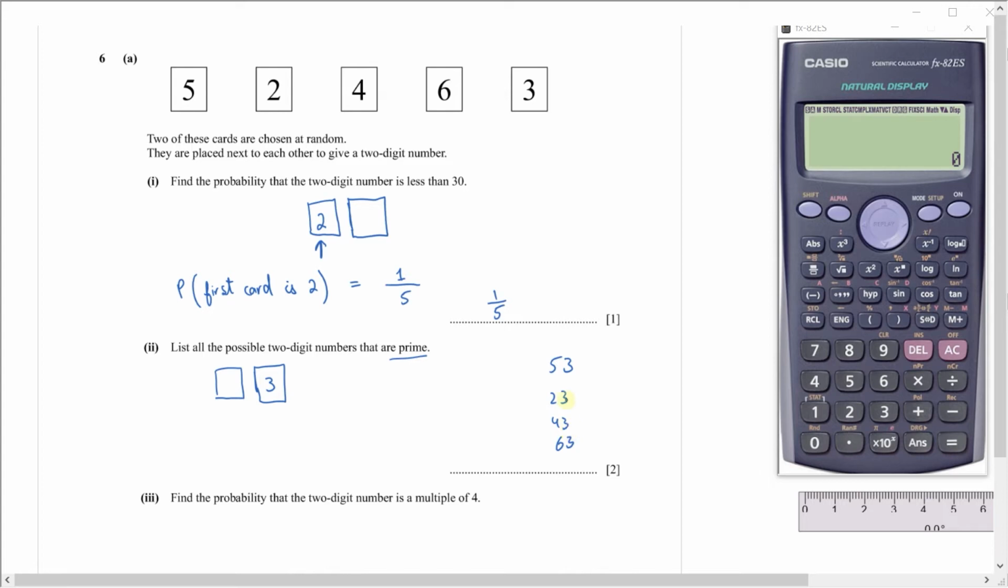So these are the 4 possible combinations in which your second digit is 3. And let's see which of these 4 numbers are prime numbers. So 53 is prime. It does not have any factors. It's only divisible by 1 and 53 itself. 23 is also prime. 43 is also a prime number. 63 is not a prime number because it is divisible by 3. It was also divisible by 7 and 9. So 63 is not. So the prime numbers that you can get are 23, 53, and 43.